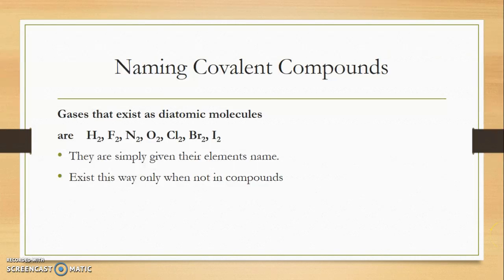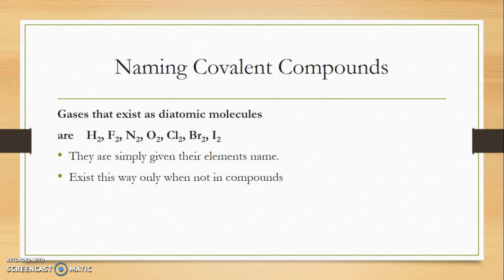Okay, in this video we're going to learn how to name covalent compounds. The simplest to name are the diatomic molecules, just H2, F2, N2, O2, Cl2, Br2, I2. Whenever you see these diatomic molecules, they're simply given their element name. So it's hydrogen gas, fluorine gas, nitrogen gas, oxygen gas, chlorine gas, right?